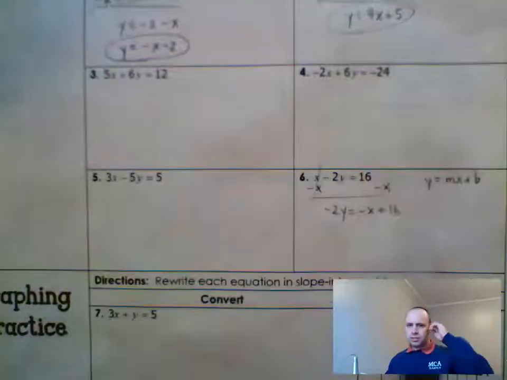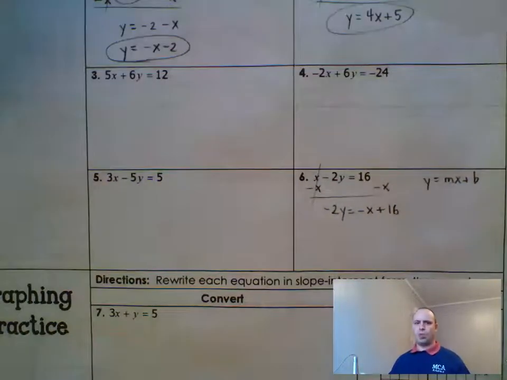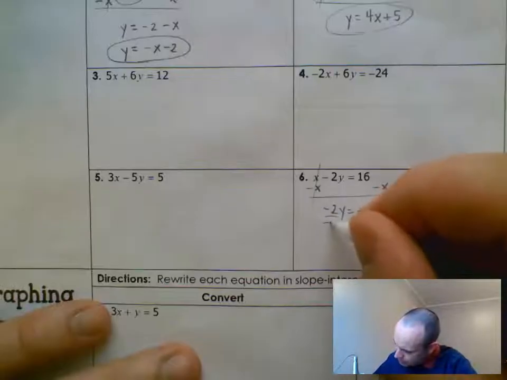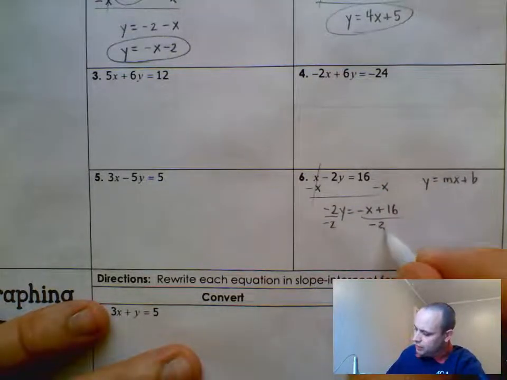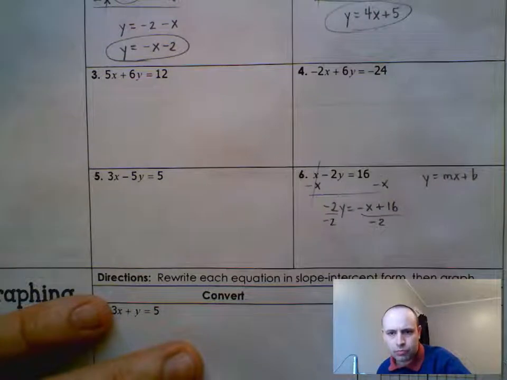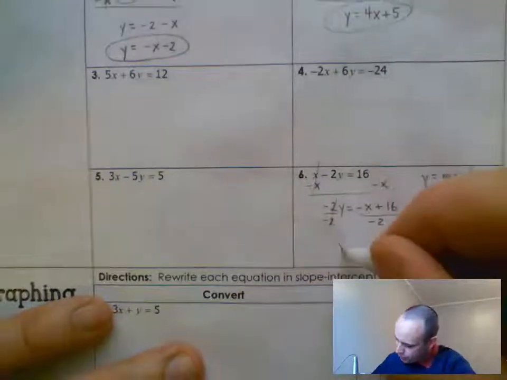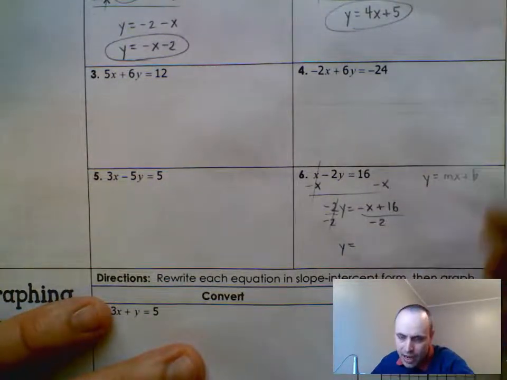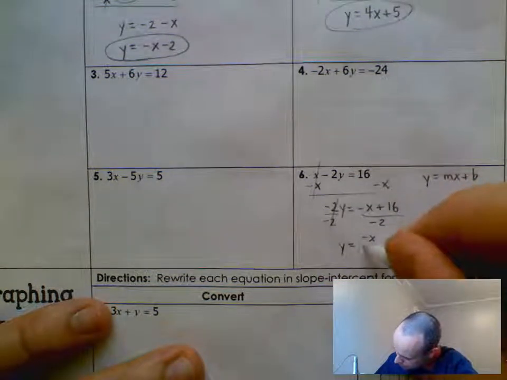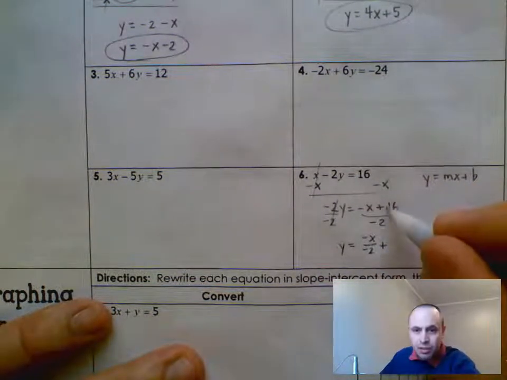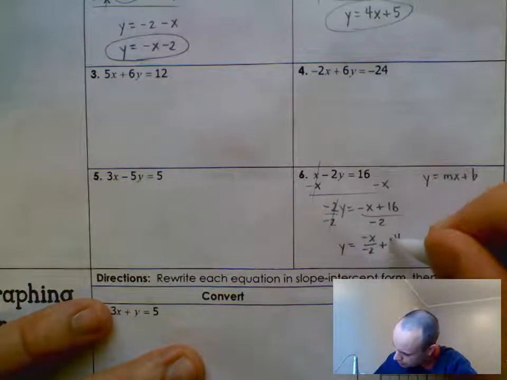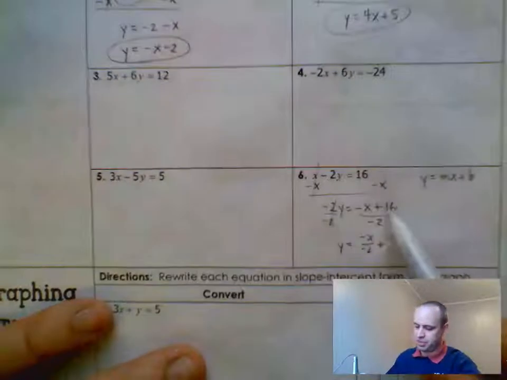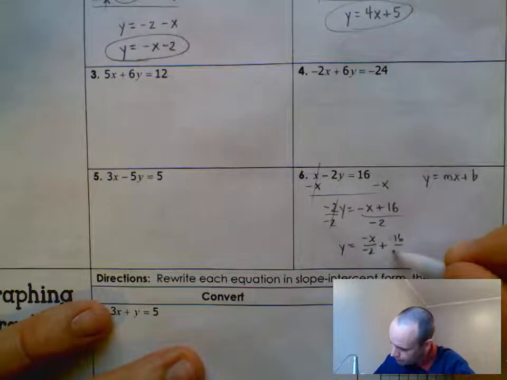Okay, and this problem's a little different than those first two, because those first two we just had y. This time we have negative 2y. So we have to divide this by negative 2, and then divide this whole thing by negative 2. So what you'll get is y is equal to, and then we have to handle this individually. So negative x over negative 2 plus 16, I just put that plus so you didn't get confused, but plus 16 over negative 2.